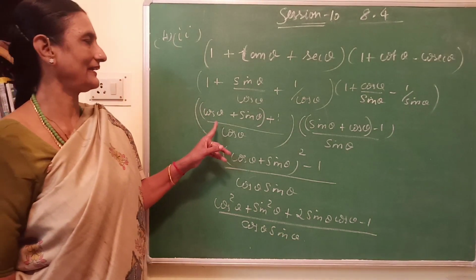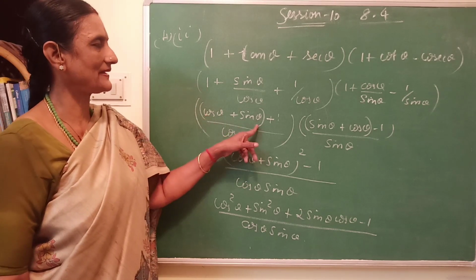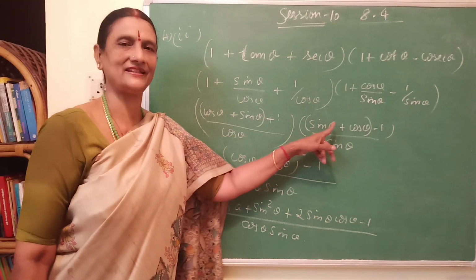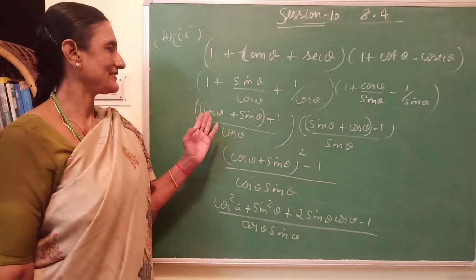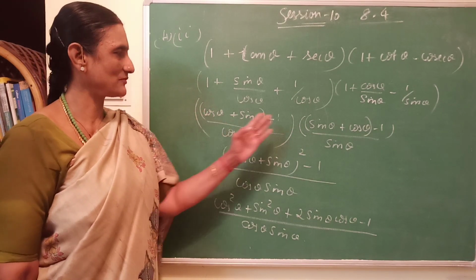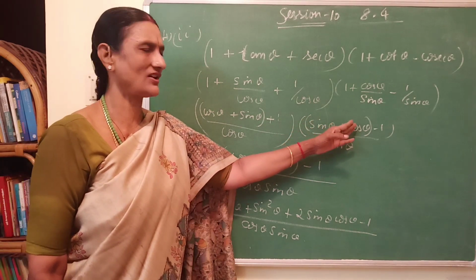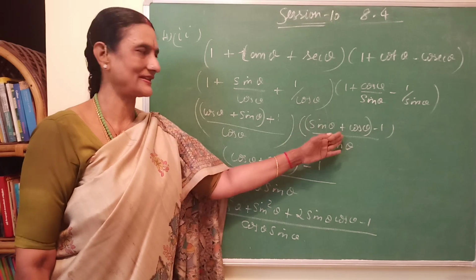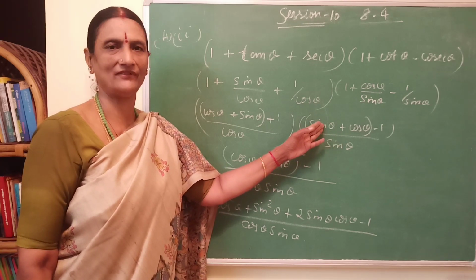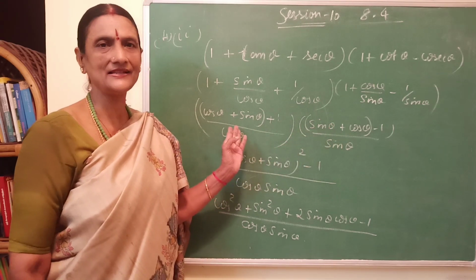Here you may get this doubt. Cos theta plus sin theta, and here sin theta plus cos theta. After all, this is addition. Sin theta is positive, cos theta is positive. Nothing wrong if you rewrite this as cos theta plus sin theta, or you can as well proceed with that itself. Both are the same.